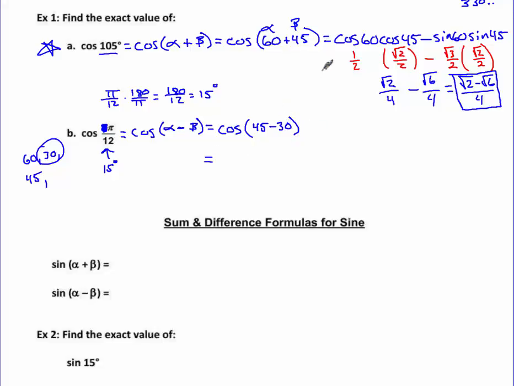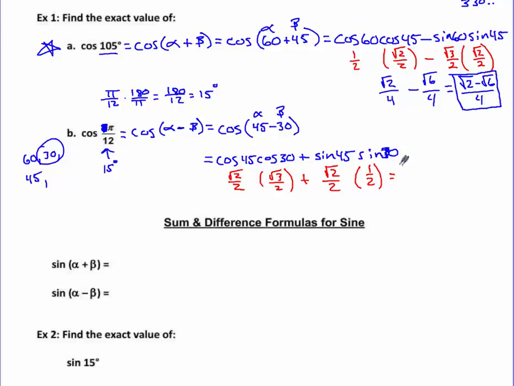So now we're going to plug in our formula. So it's cosine, remember 45 is the alpha, 30 is the beta. So cosine alpha cosine beta plus sine alpha sine beta. And then we go to our unit circle. We say it's cosine of 45, square root of 2 over 2. Cosine of 30 is square root 3 over 2, plus sine of 45, sine of 30.